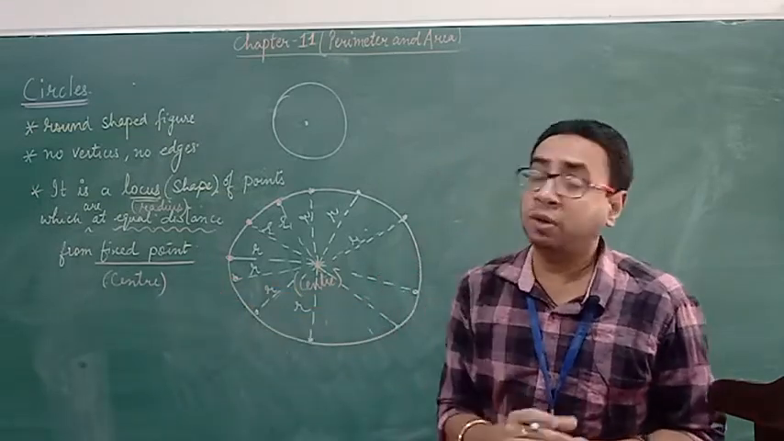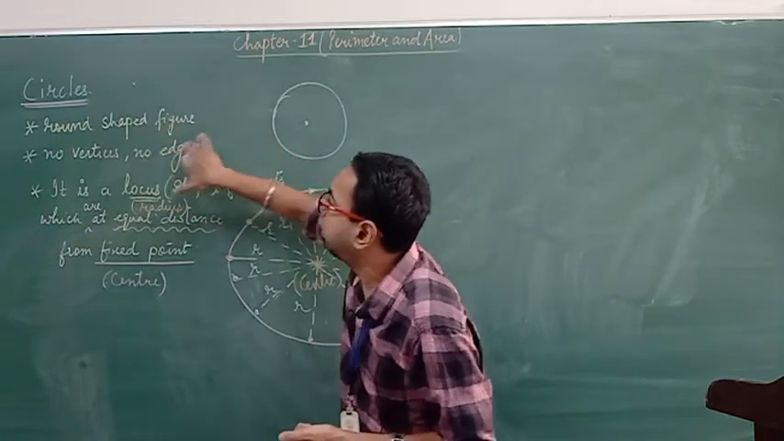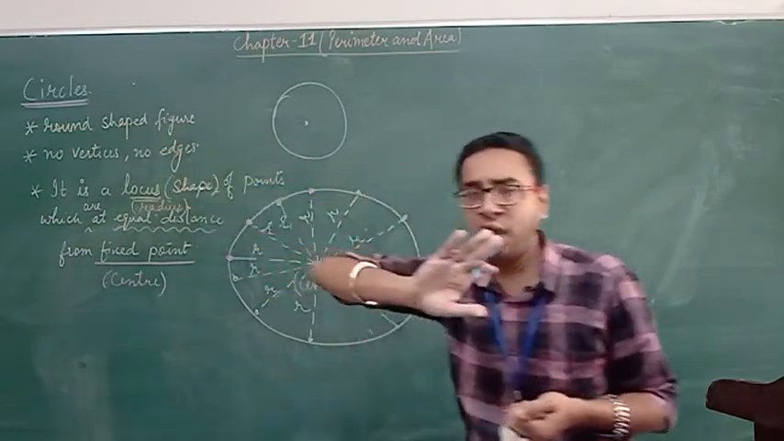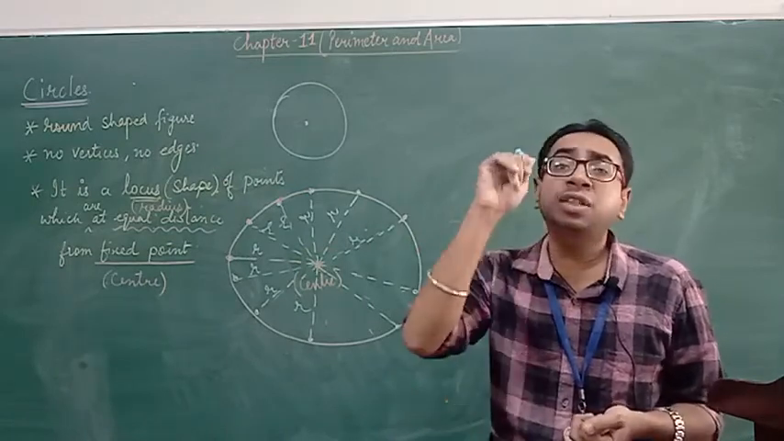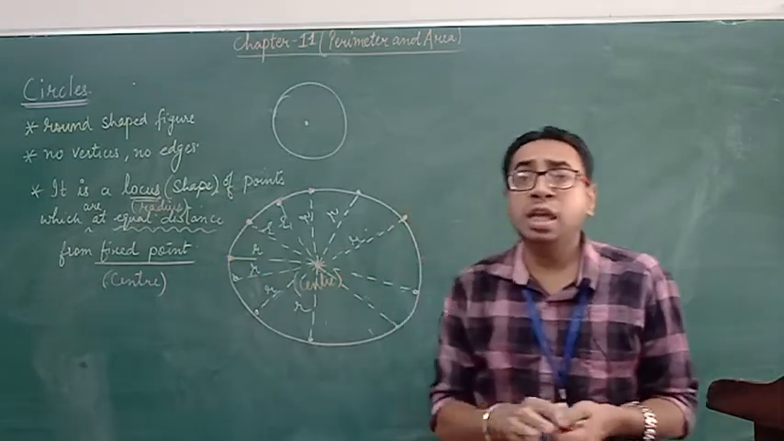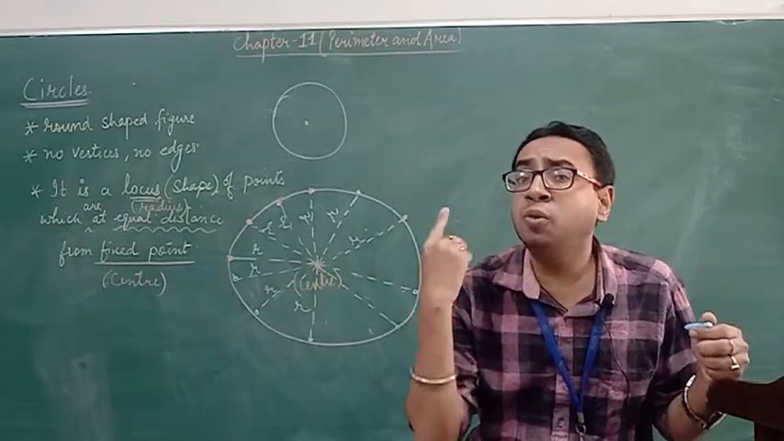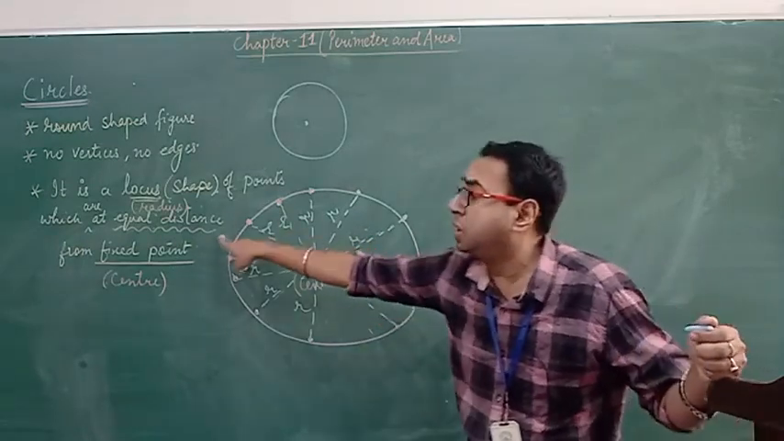This is very important. See, being a child, if you give the definition round shape figure, no vertices, no edges, fair enough. But being a smart child, being a child with a great IQ, if you give this particular definition, you included the most important parameters of a circle, center and radius, in your definition.